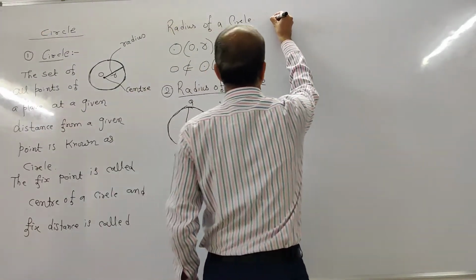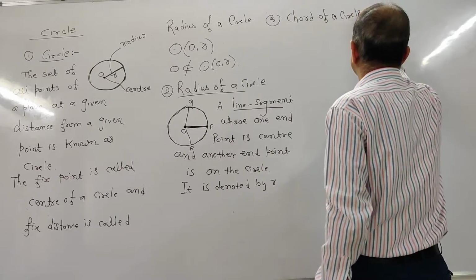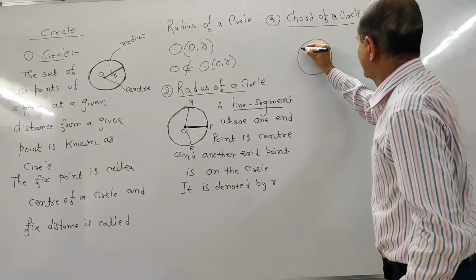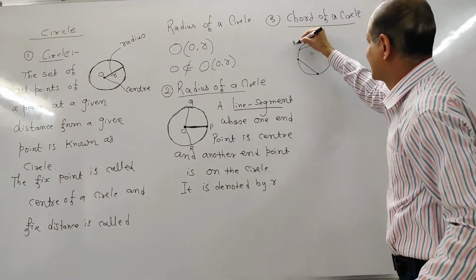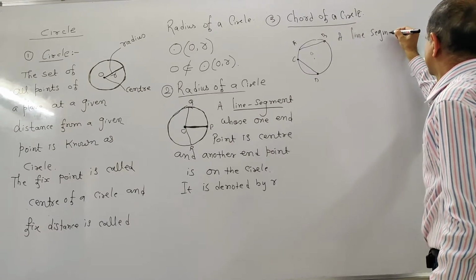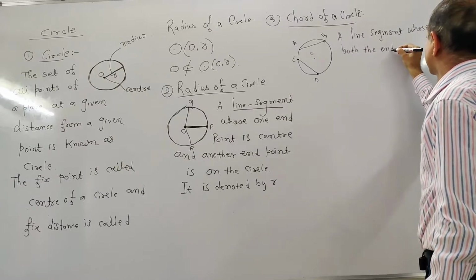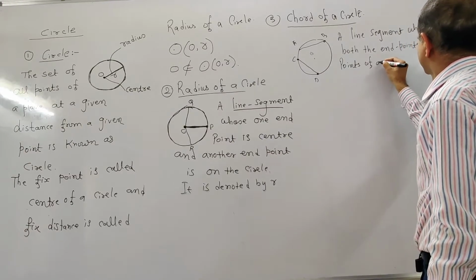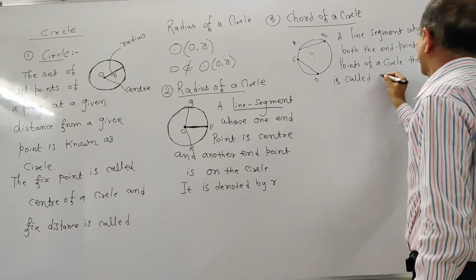Well, now let me explain the third concept: chord of a circle. Let me draw one circle. Center is O. Let me draw one line segment. Let me draw another line segment. You know, this is known as a chord. Let me say that is AB, or you can say CD. So you can write, a line segment whose both the endpoints are points of a circle is called a chord of a circle.